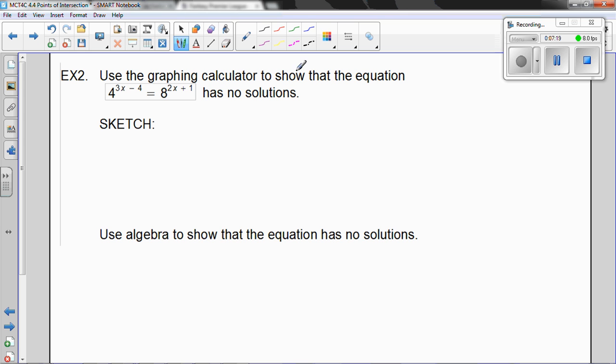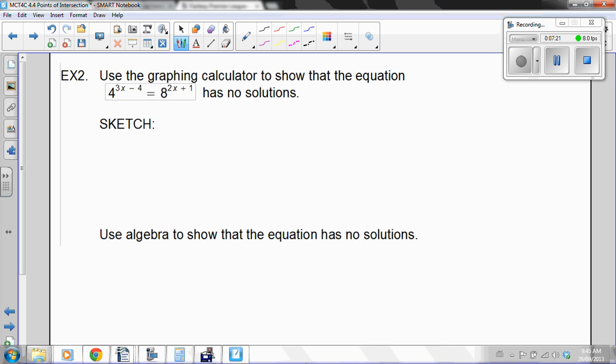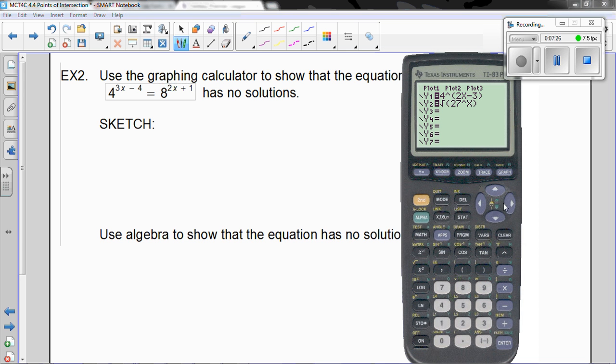Use the graphing calculator to show that the equation has no solutions. And again, let's try this. 4 to the exponent, left side and right side here, 3x minus 4. And again, if you think about it, I'm kind of worried about this because last time it looked like the sketches never had a crossing point, right? But when I press graph and whatever window settings that I've got, maybe I want to zoom way out so I get an idea of what these graphs look like.